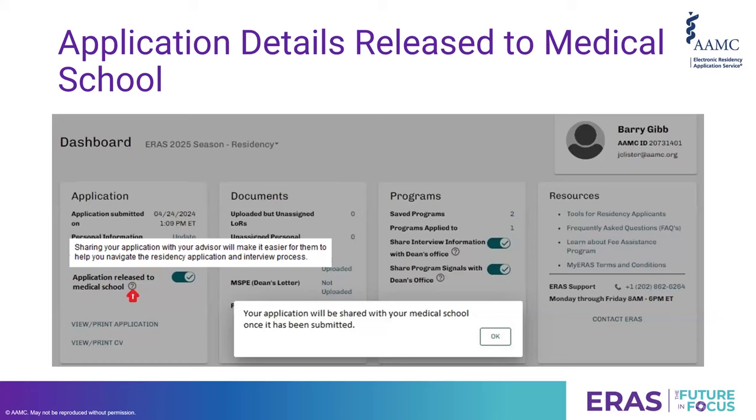And so one thing that you'll want to do as you're going through MyERAS is to actually release some of this information to them. There's 3 points of release. One is your program signaling information, authorizing the release of that data. Another is the interview information, authorizing interview information. And then, of course, last but not least, authorizing your application information as well.